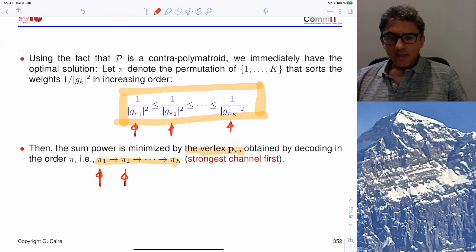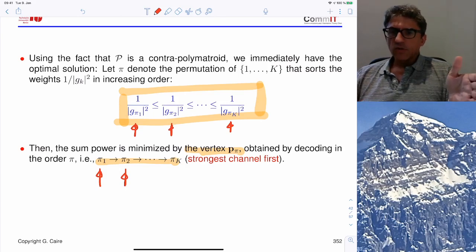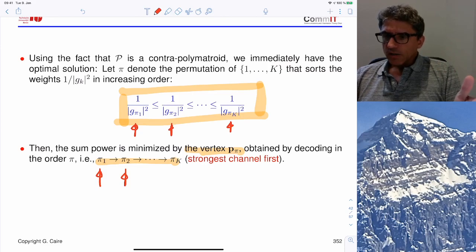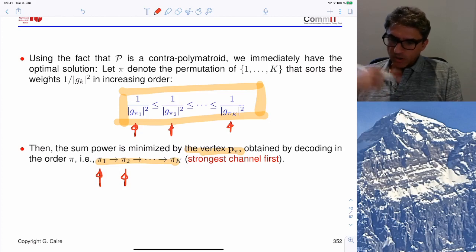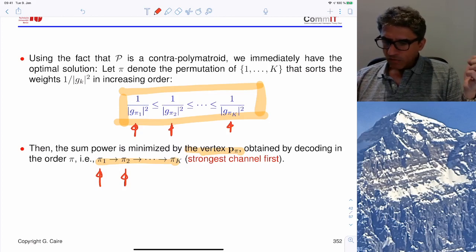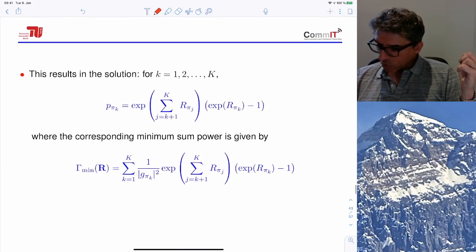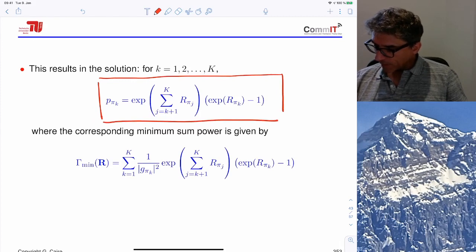Which in a certain sense makes sense if you imagine receiving the superposition of all these users, and then you try to decode the strongest by treating the others, who are weaker, as interference, then you subtract the strongest, and you keep going like this. In this way, you spend the least amount of power for a given set of rates. So plugging in the solution, we end up with this solution in terms of received powers, and of course these are functions of the rates.